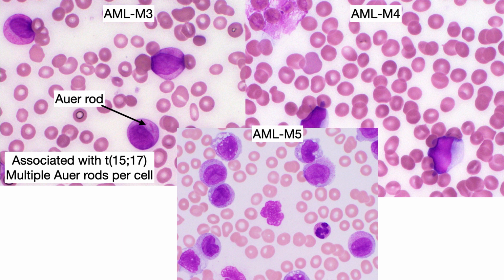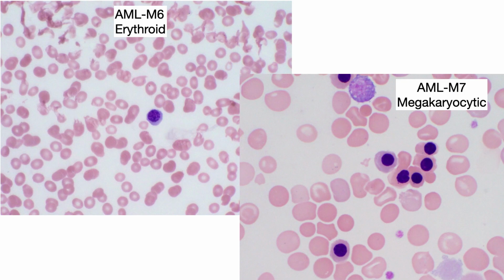And this is when we could actually be called in as residents to help make that diagnosis. So they usually have multiple Auer rods per cell. The one in there shows one, but I'll show you one later where there's multiple. And then once you start getting to M4, M5, it seems like that goes more to the monocytic lineage, and then M6 and M7.